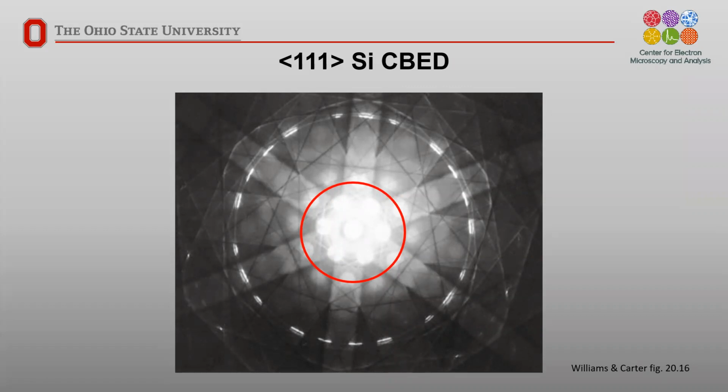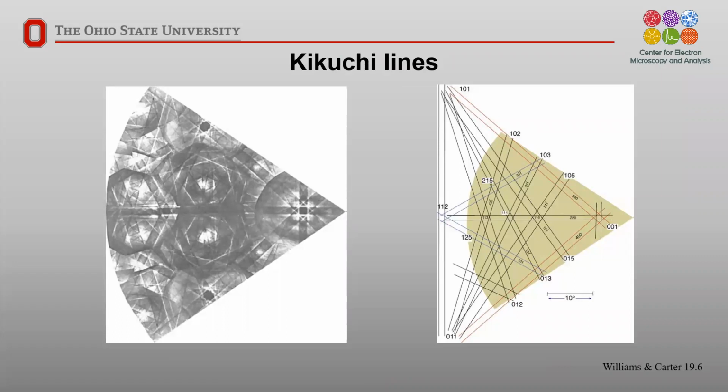Now you also notice that we have these lines running radially through the pattern. These are known as Kikuchi lines, and they can actually be very handy because they are showing us where the planes of the crystal are. So I can actually tilt my crystal and follow these Kikuchi lines to another, what we call crystal zone. So I can see the symmetry of the crystal from another direction and be able to calculate what that direction is. So people have actually done maps of these Kikuchi lines, these Kikuchi maps.